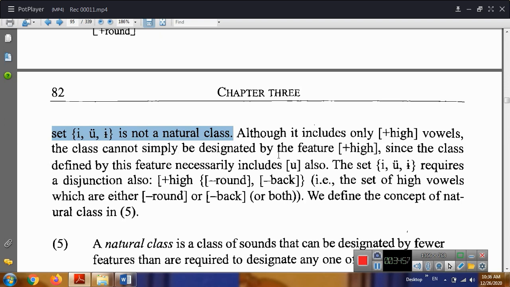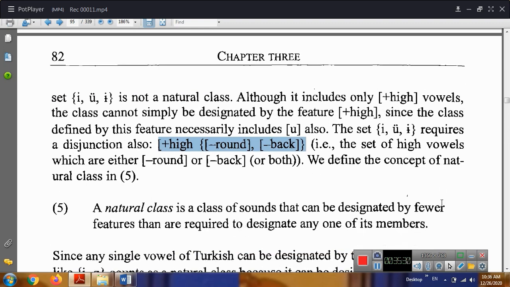The class cannot simply be designated by the feature plus high, since the class defined by this feature necessarily includes U. The set E, U, E requires the disjunction: plus high, minus round, minus back. It means that we need 3 distinctive features to introduce such a set of sounds. The set of high vowels which are either minus round, minus back, or both. We define the concept of natural class in this way.